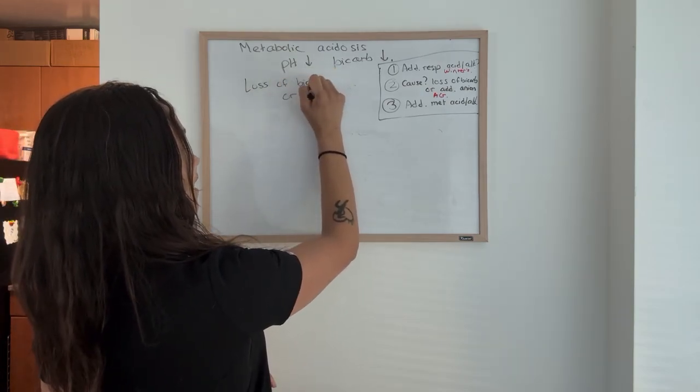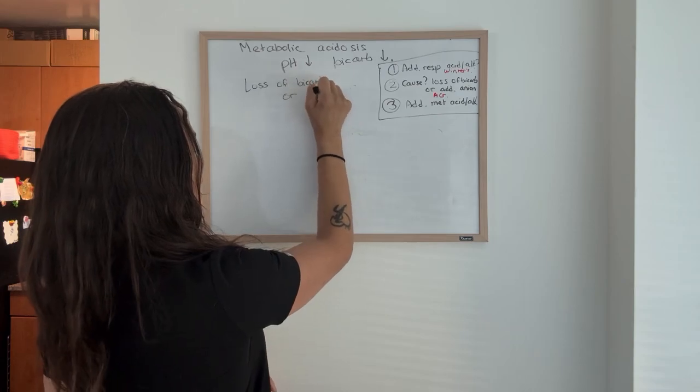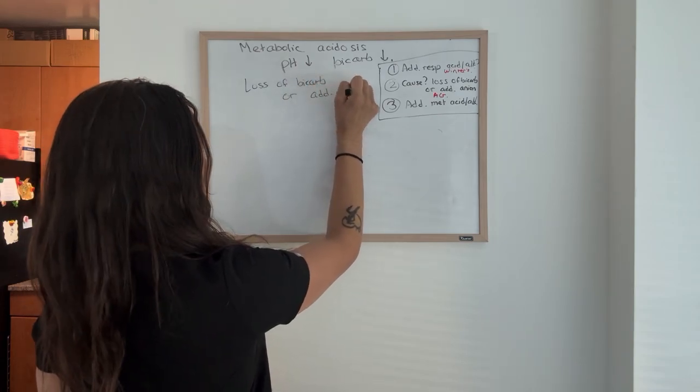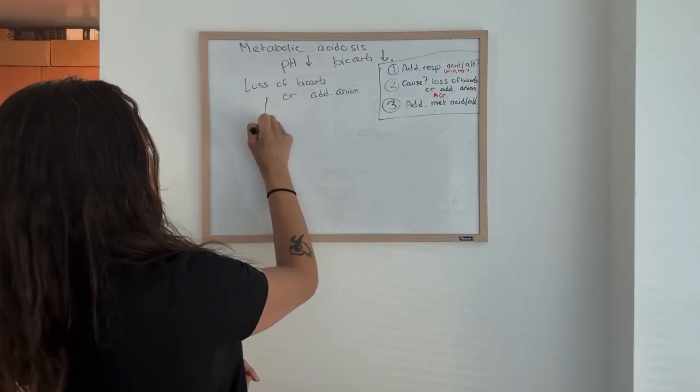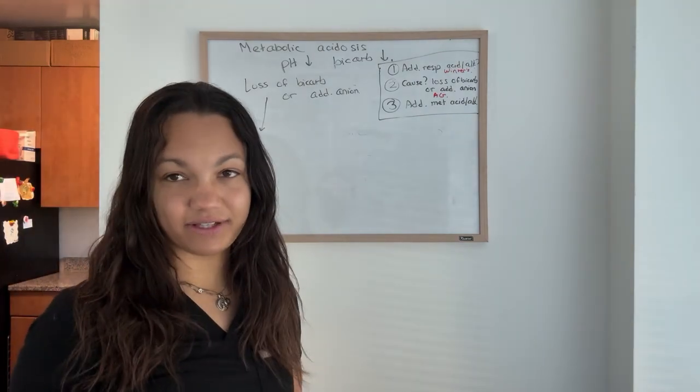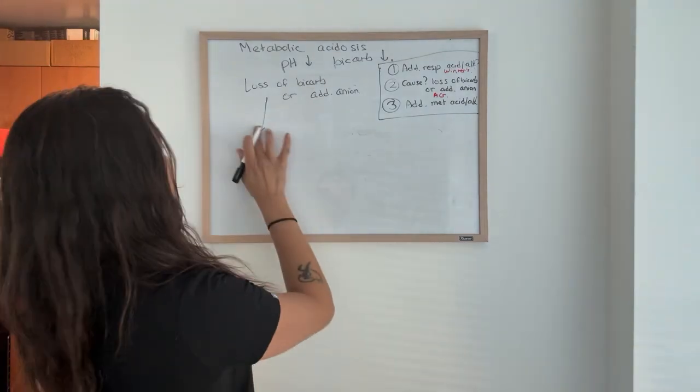Or additional anion. What causes a loss of bicarb? Well, if you have GI losses or renal losses of your bicarb.